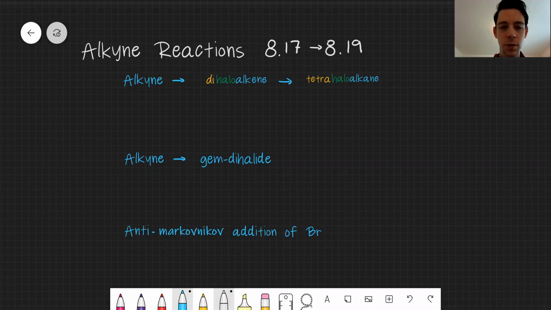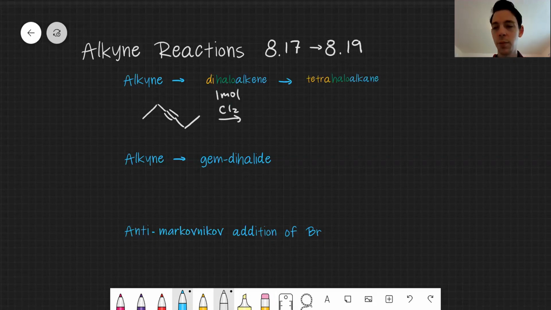Our first one is that when an alkyne, draw me an alkyne here, this is hexyne, reacts with a halogen, like chlorine. Sometimes you'll see this 1 mole above it. That means 1 molar equivalent, or 1 mole of chlorine per 1 mole of hexyne. So if I react with 1 molar equivalent, each hexyne gets 1 chlorine.